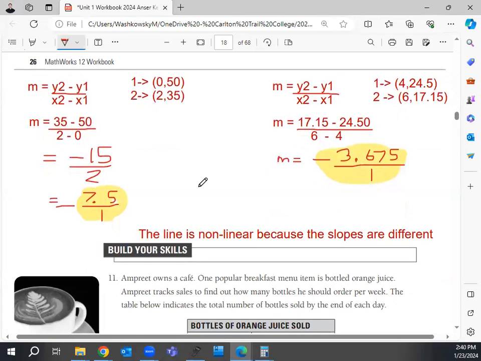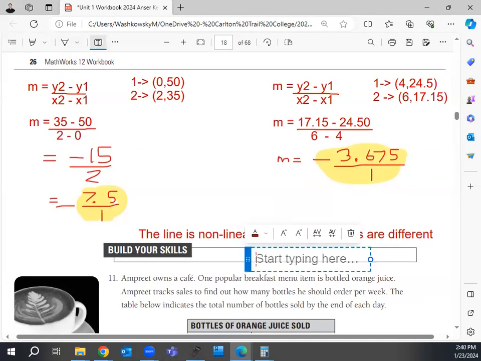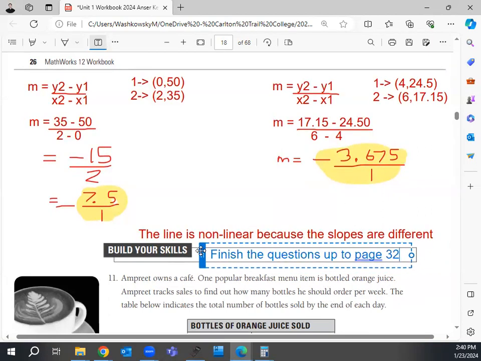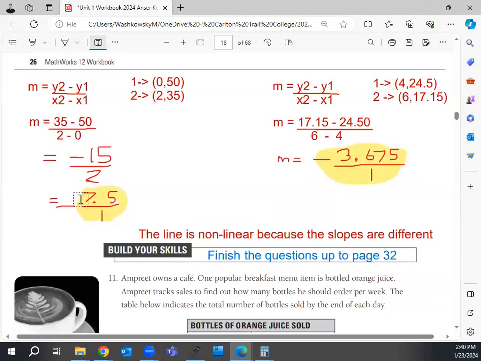So once you're done with this, what you can really focus on, I'll use blue to show this. So what we can really do now is you can finish the questions up to page 32. So you have some questions below this. That's some time to work on this. Now, as I said before, in this case, you guys don't have a lot of time to work on this. Sometimes you will get more time, but it is really important.